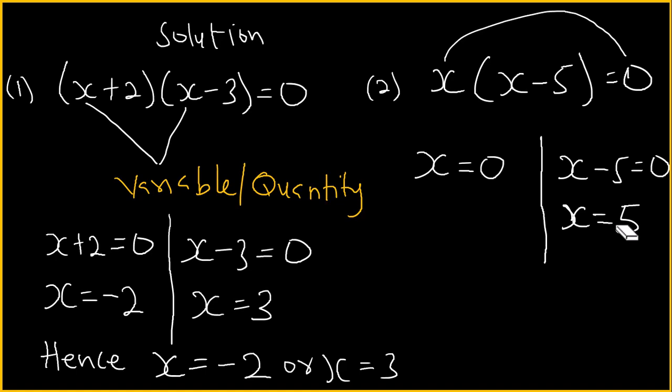So what are our roots? They are 0 and 5. So our conclusion would be therefore, or hence, x is equal to 0, the smaller number first, or 5.